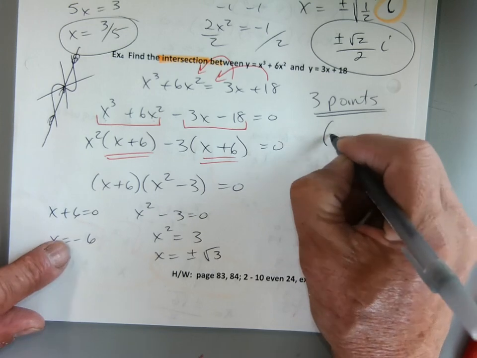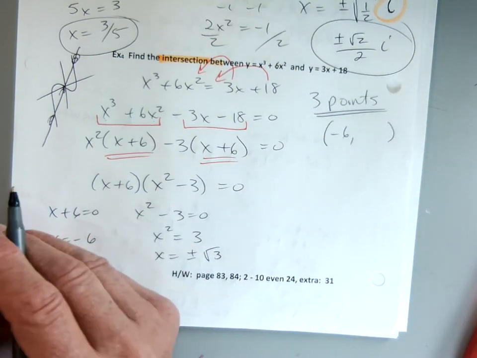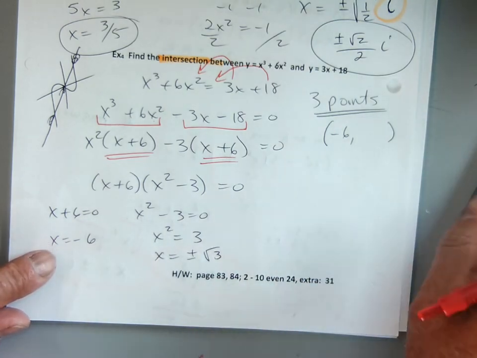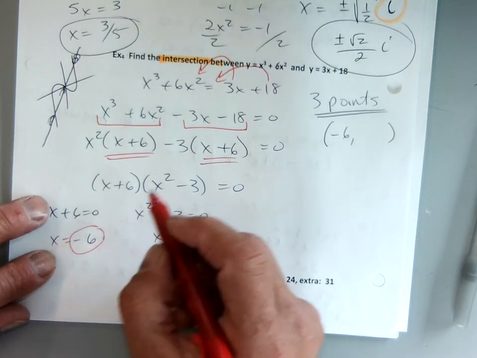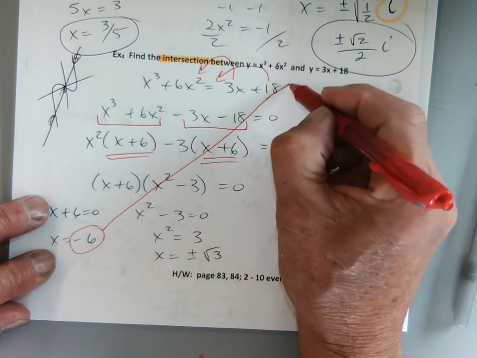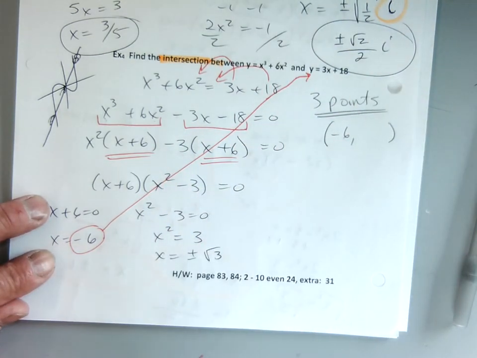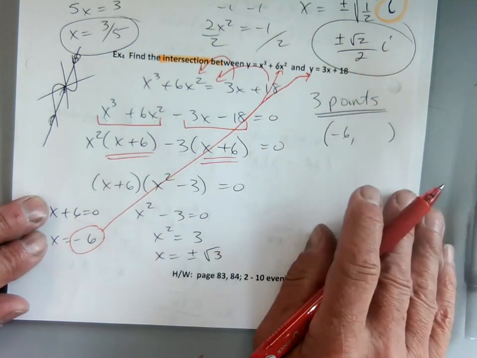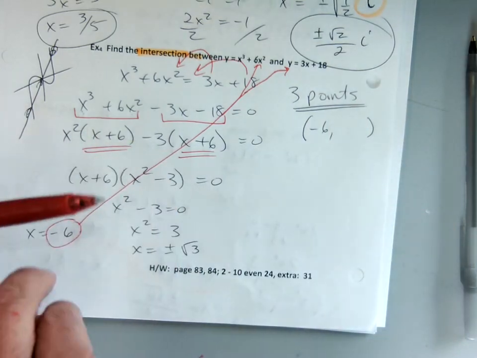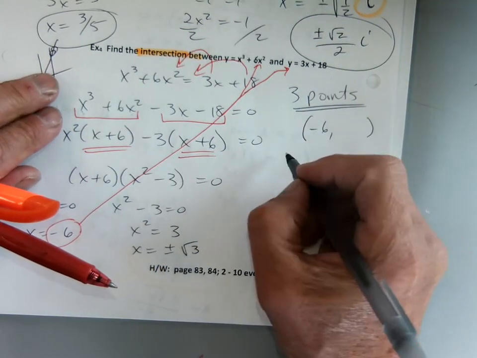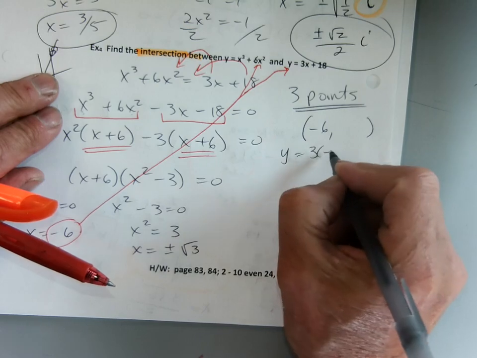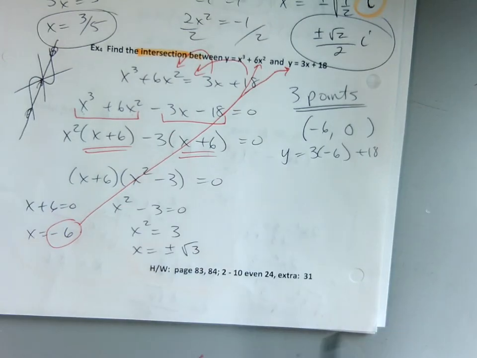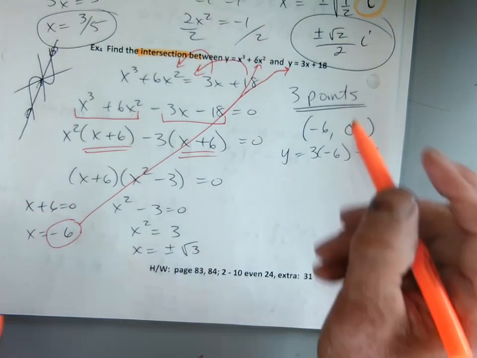One point is negative 6, something. Well, we're going to take our negative 6 and plug it into either equation. Now my guess is you're probably going to want to plug it into that one. You guys agree? You could plug it into that one, but no, let's plug it into that one to get the corresponding y value, right? So y equals 3 times negative 6 plus 18, which is 0. Okay, so there's one answer. You okay with the 0? One answer.